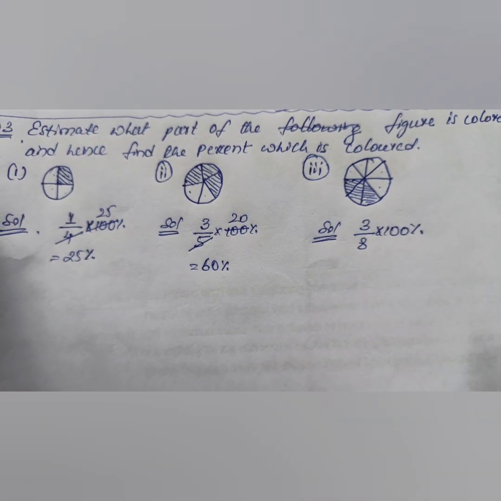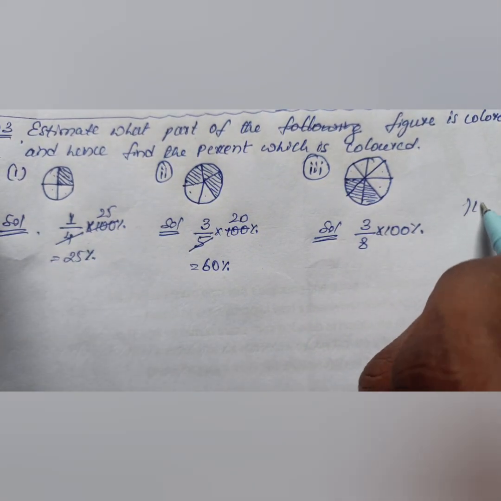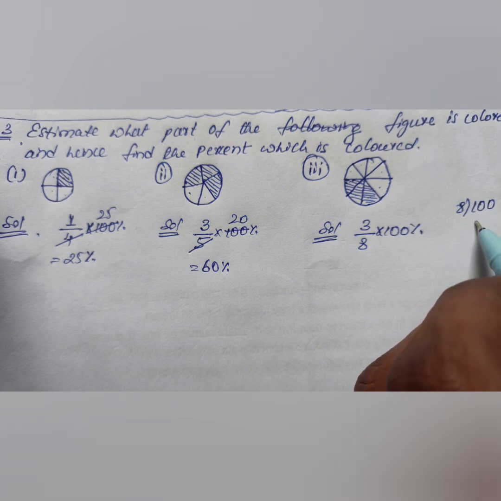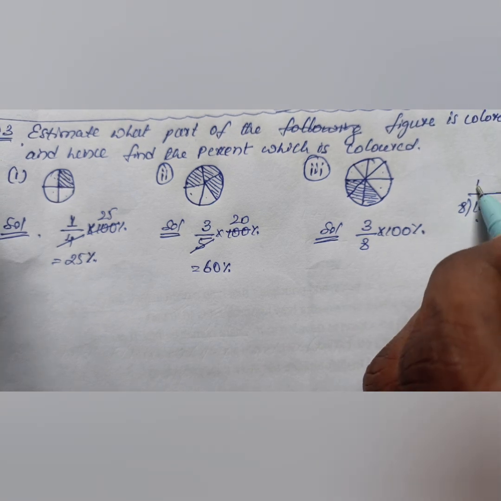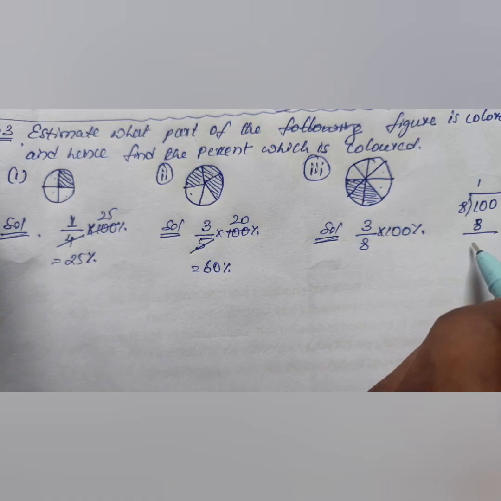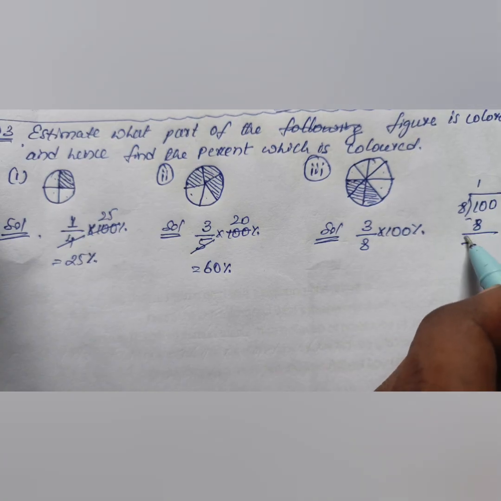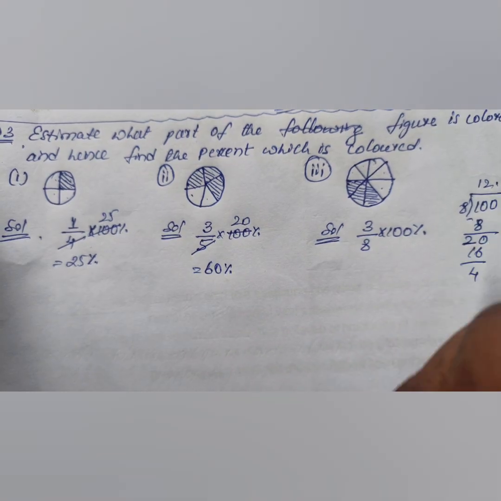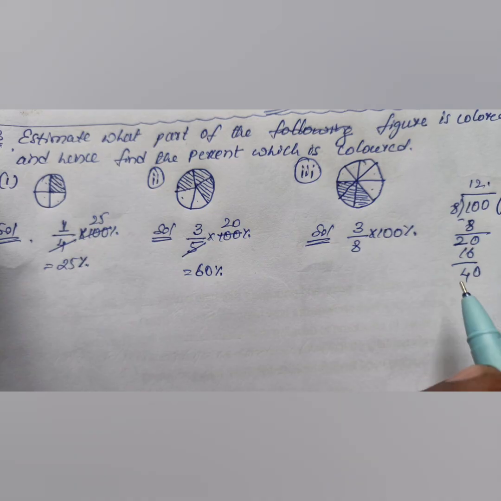Let's calculate this part. Here we see 100 divided by 8. 8 ones are 8, so minus, it will be 2. Bring down the 8, 2 8s are 16. 4 is a remainder. Here we put a point, and we can bring down 0.